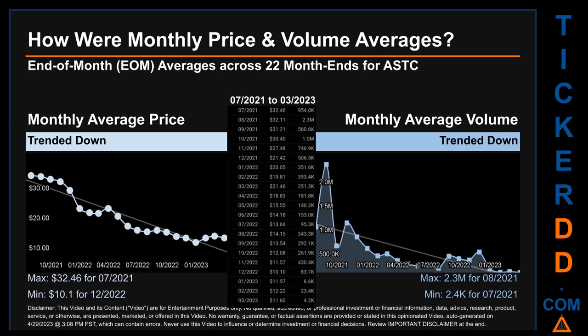The maximum end of month average price was $32.46 for 07/2021, while the minimum was $10.10 for 12/2022. Looking at volume, 08/2021 and 07/2021 respectively saw the highest and lowest monthly average volume at 2.3 million and 2.4 thousand.